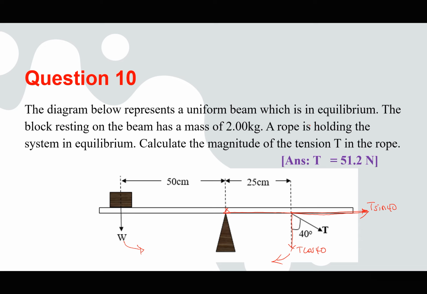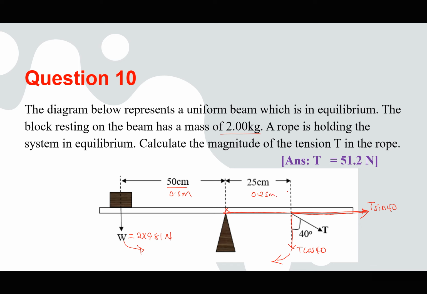But the block resting on the beam has a mass of 2 kilograms. So the W here is going to be 2 times 9.81 in newtons. This distance is going to be 0.5. Even if I don't change the units, the units will cancel out.